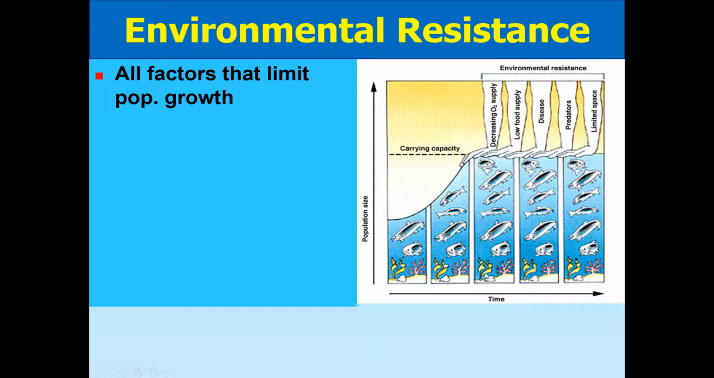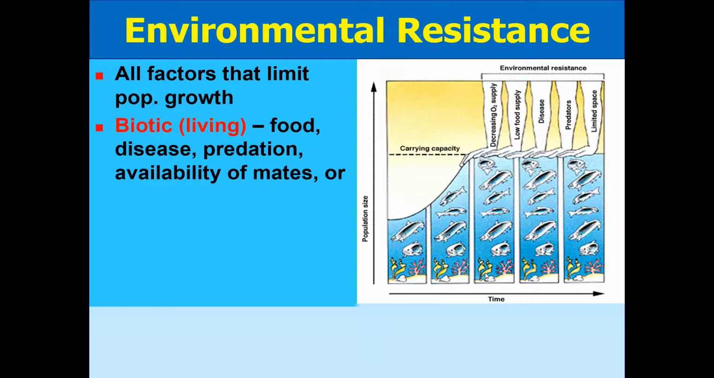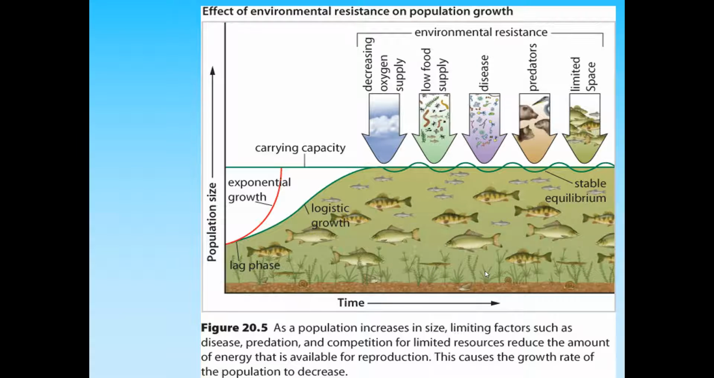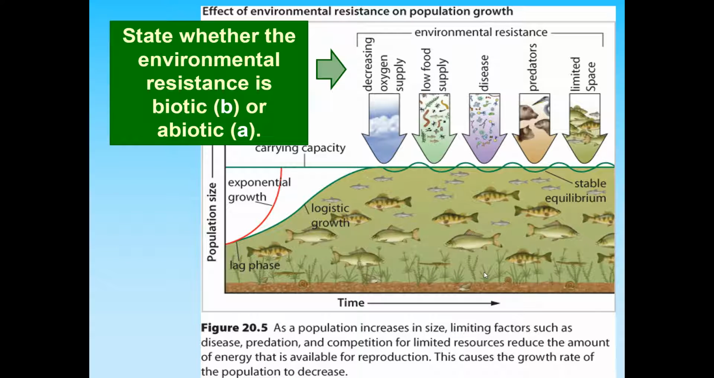Environmental resistance are all factors that limit population growth. Biotic, or living, include food, disease, predation, availability of mates, and abiotic, or non-living, include things like water, space, natural disasters, and sunlight. State whether the environmental resistance is biotic or abiotic.